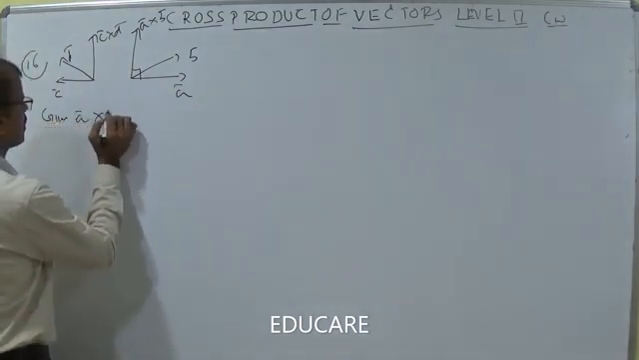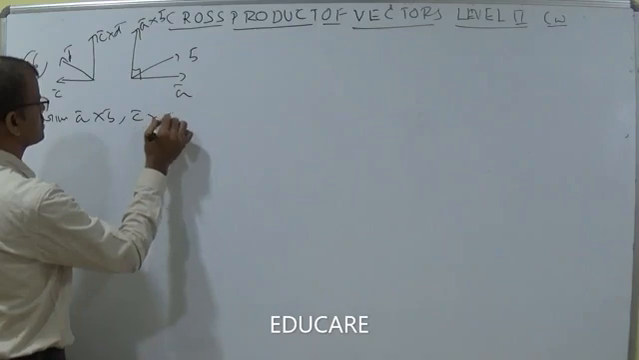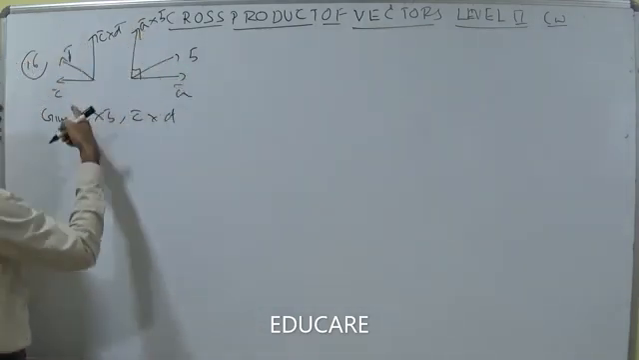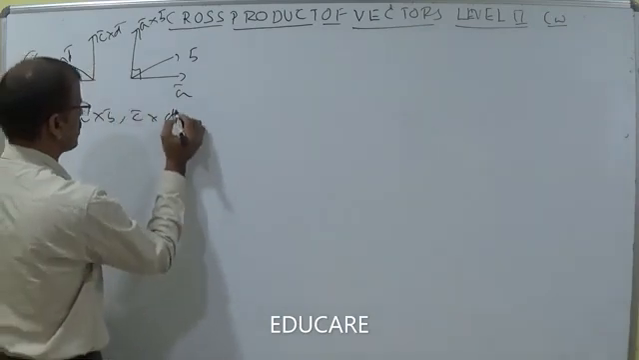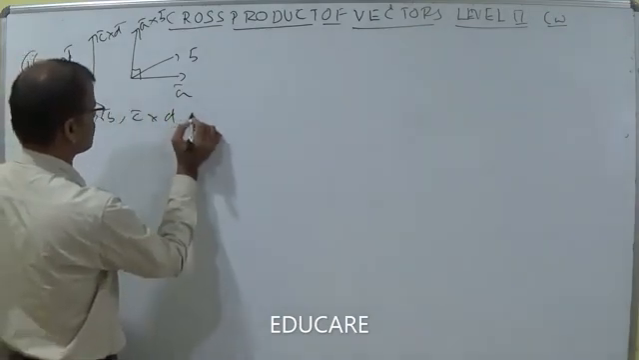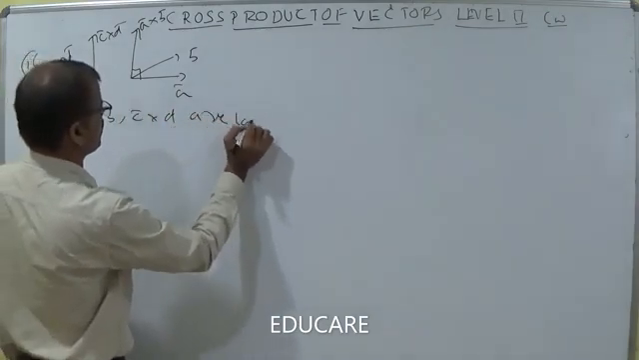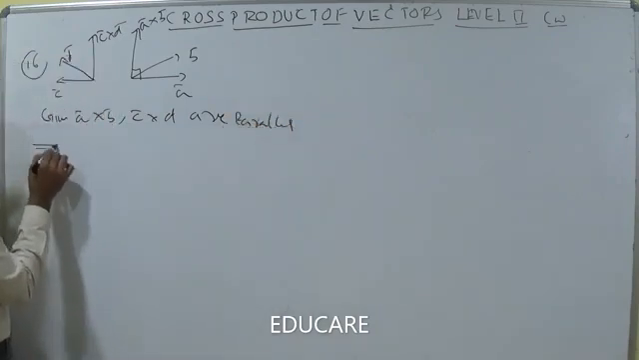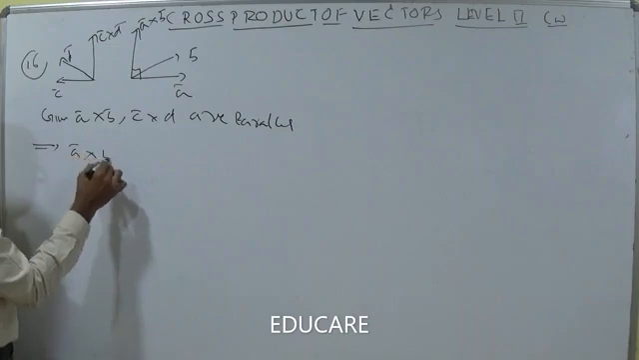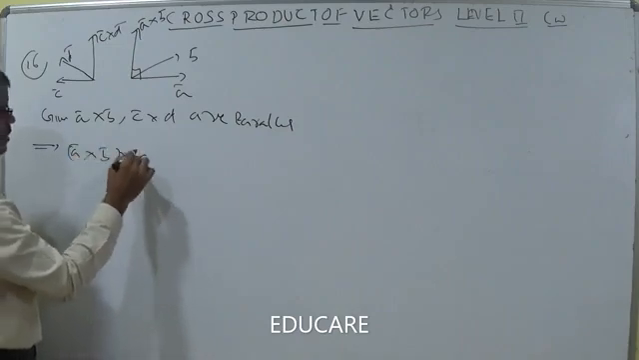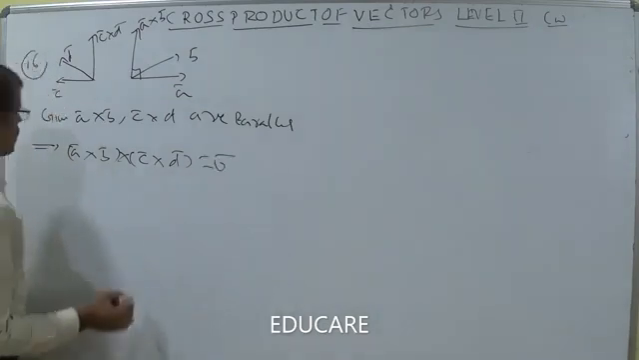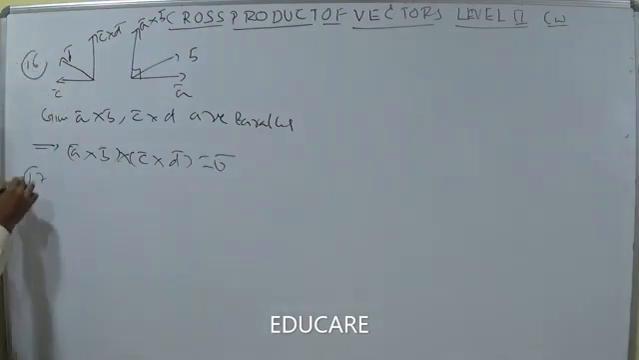Given a cross b, c cross d: this is the line perpendicular to a bar, b bar, and this is the line perpendicular to c bar, d bar. a bar cross b bar and c bar cross d bar are parallel because the planes are given as parallel. Whenever two vectors are parallel, you can write directly that their cross product is 0, so a bar cross b bar cross c bar cross d bar is 0.